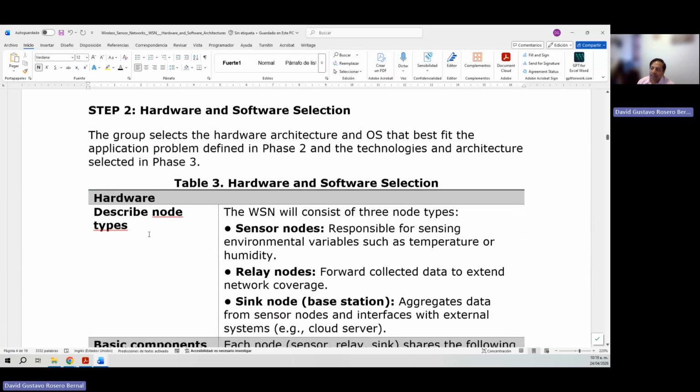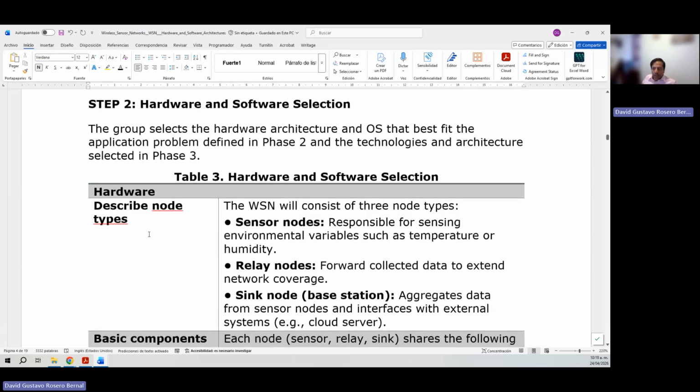Okay, this is step number 2 of the guide, hardware and software selection. At this point, I will present and explain the hardware and software selection for my wireless sensor network project, aligning these requirements with energy efficiency, modularity, and network scalability. This selection is directly linked to the application problem defined in phase number 2 and the architecture and protocol chosen in the past phase.